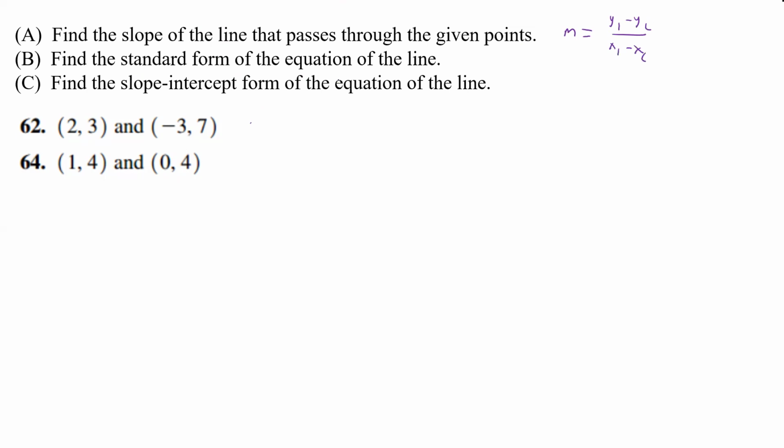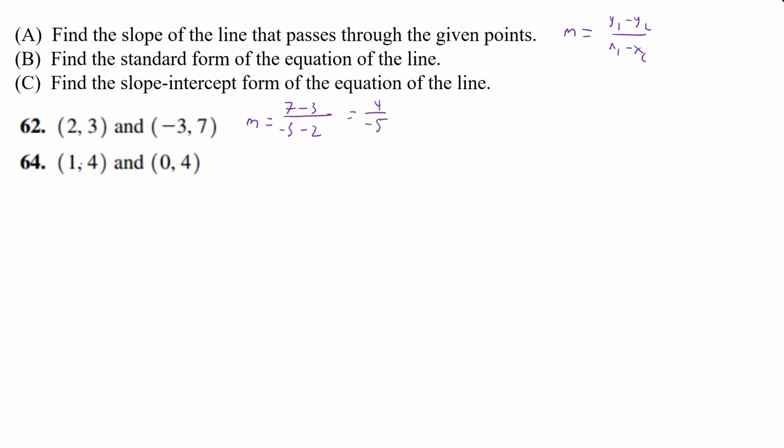And a key thing is we don't know which one of these is point 1 and which is point 2, so it really doesn't matter here. All right, so for this one, our slope is going to be what? Well, let's say it's going to be 7 minus 3 over minus 3 minus 2. And so 7 minus 3 is going to be a 4. Minus 3 minus 2 is going to be a minus 5. And so that's going to be our slope.